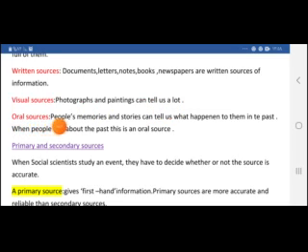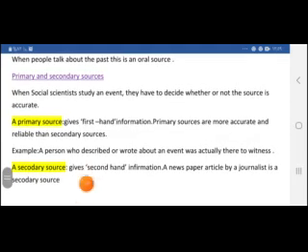Oral sources, people's stories and memories, can tell us what happened to them in the past. When people talk about the past, this is an oral source. So we have oral sources, visual sources, written sources, and we have artifacts. So now we have another classification for sources, primary and secondary sources. And what is the difference between them? That would be the last point in our lesson.